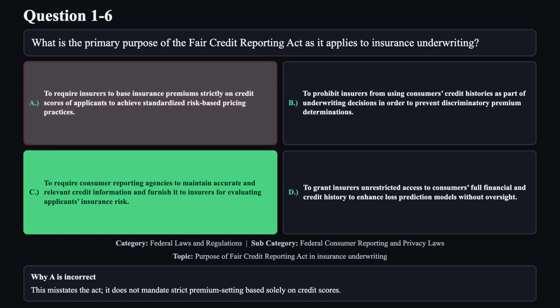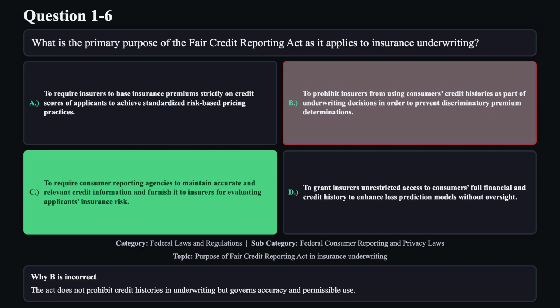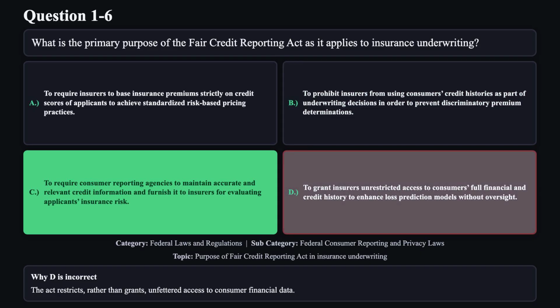Reason A is not correct. This misstates the Act. It does not mandate strict premium setting based solely on credit scores. Reason B is not correct. The Act does not prohibit credit histories in underwriting, but governs accuracy and permissible use. Reason D is not correct. The Act restricts, rather than grants, unfettered access to consumer financial data.